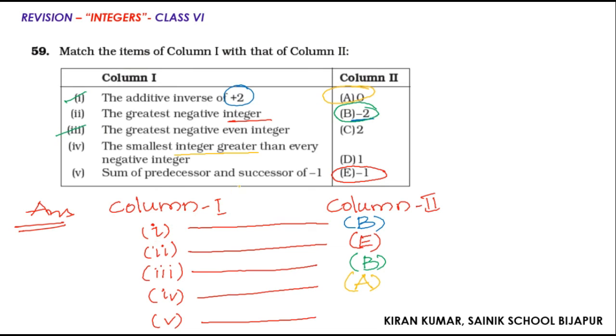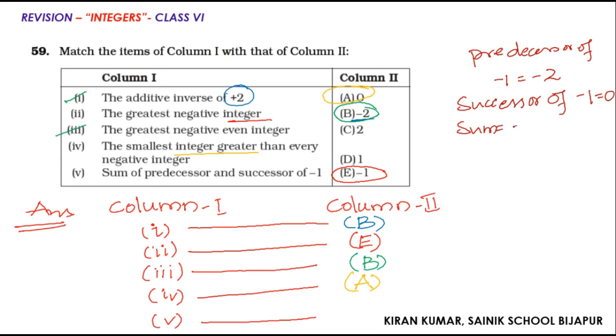The sum of predecessor and successor of -1 is. When I take the predecessor of -1, it is -2. The successor of -1 is 0, and their sum will be -2 added to 0. This will be -2, and it is the answer B for the fifth one also.